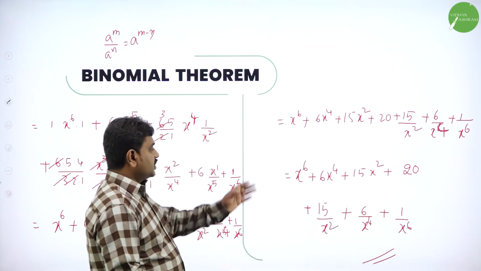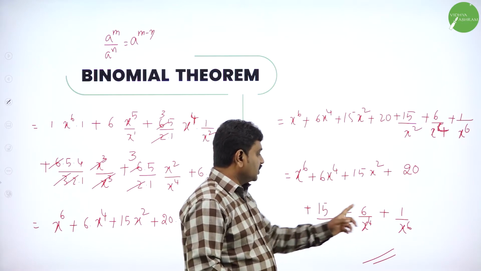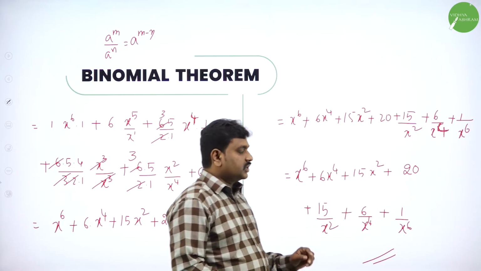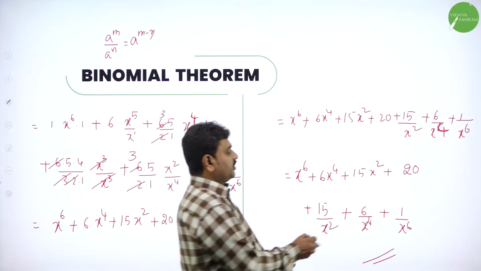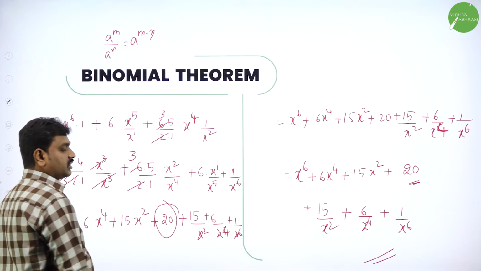Interesting. See here, the quotients are the same: 1, 6, 15 in the first 3 terms, and in the last 3 terms, reversed, 1, 6, 15. In between we have the term independent of x. This does not have x. The middle term, this is a term independent of x, we'll say.